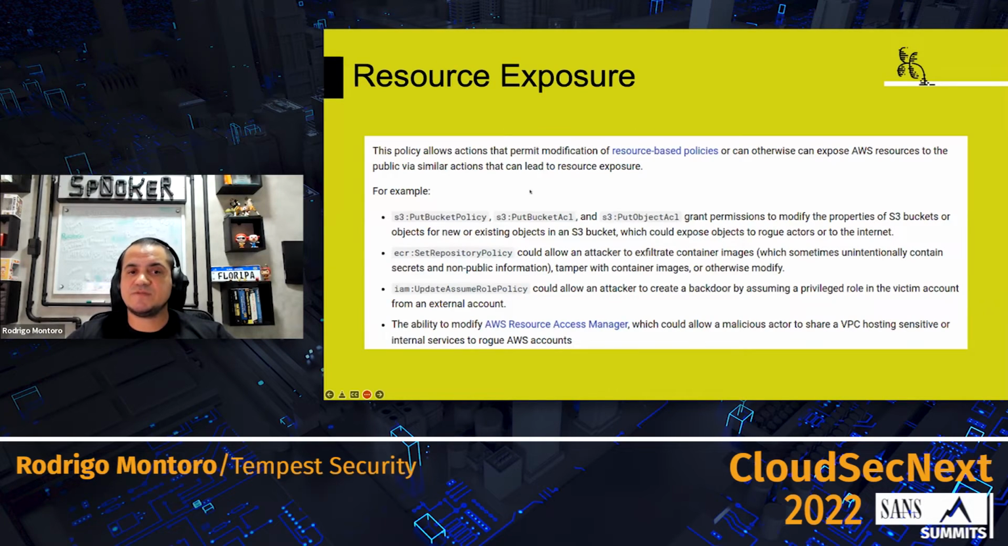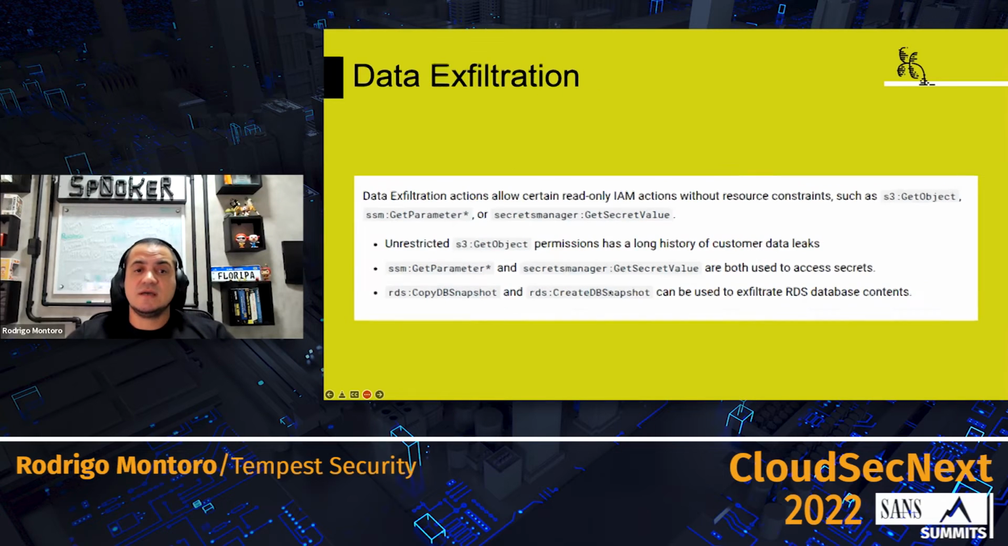And the resource exposure, for example, like the S3 PutBucketPolicy, if the attacker has a key that has access to this, they could make the bucket public, and anyone could have access to the data, and any sensitive data would be leaked, this kind of thing. And with UpdateAssumeRolePolicy, you could create a cross-account trust with your attacker account, and so you could access other things.